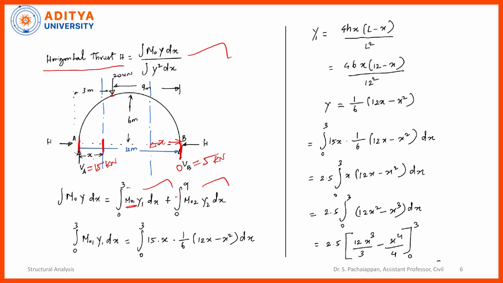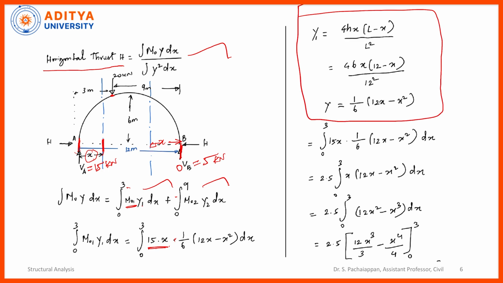Now M01, how does this 15x come? Because 15 is a point load acting in the upward direction, multiplied by the linear distance x, it is 15x multiplied by y1. So y1 is calculated here. This is the equation of the parabola.